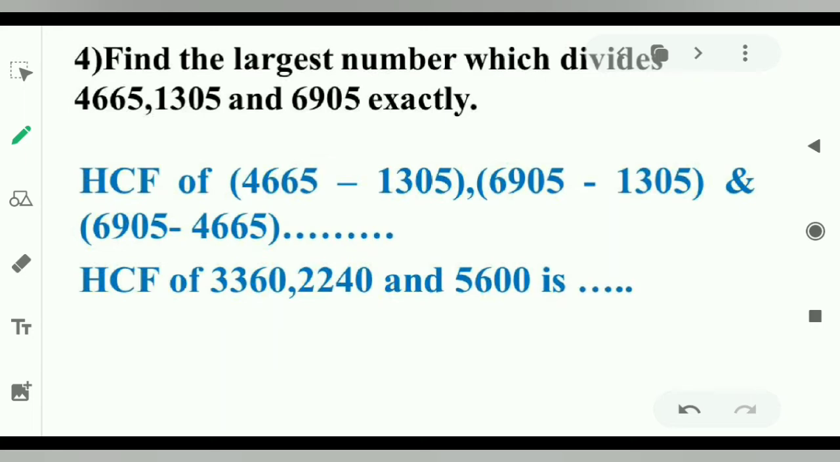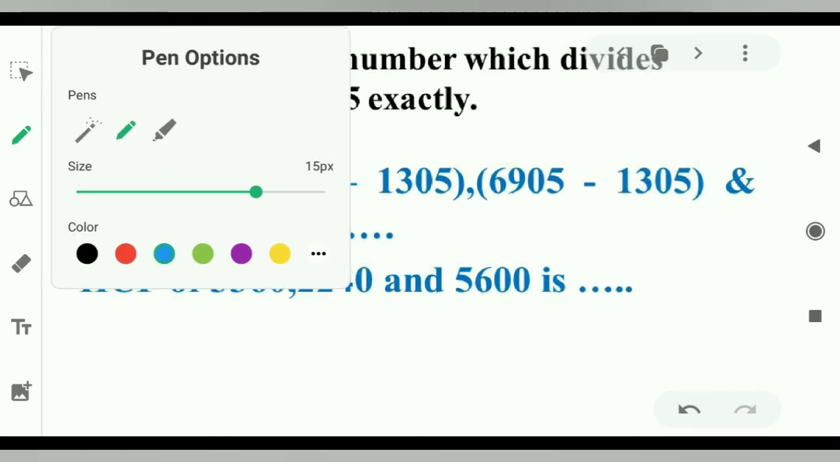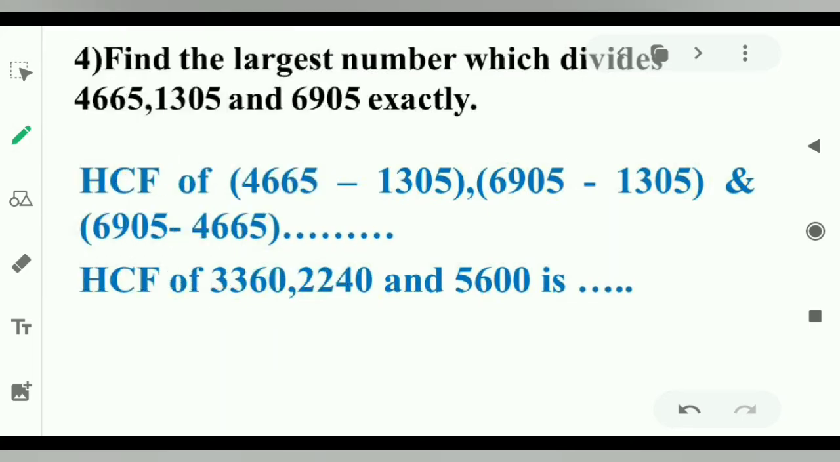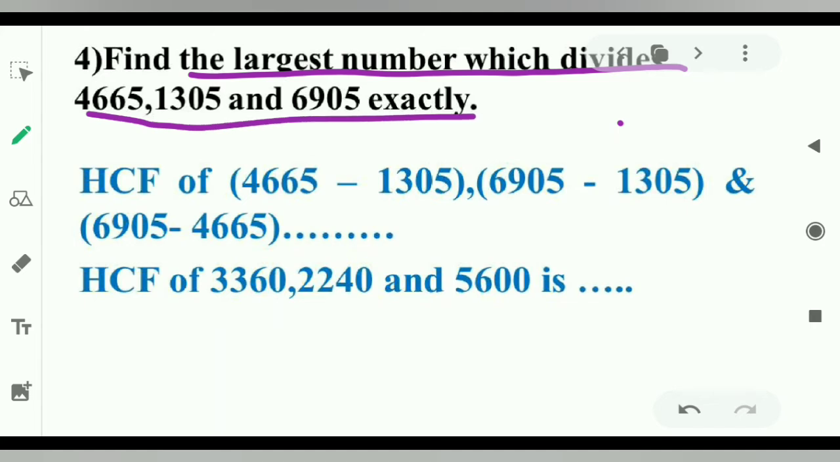Find the largest number which divides 4665, 1305 and 605 exactly. This problem I specially want to illustrate. Why? Because this is very different, right? The largest number which divides all three numbers exactly.